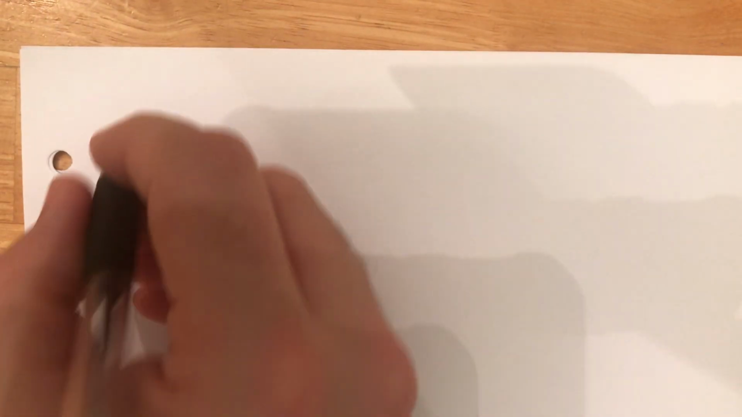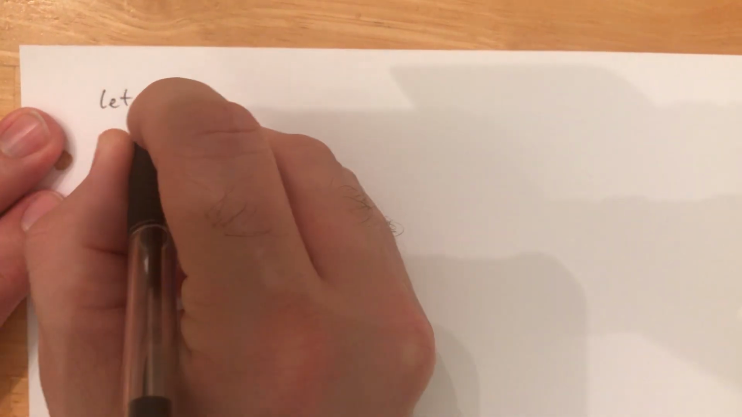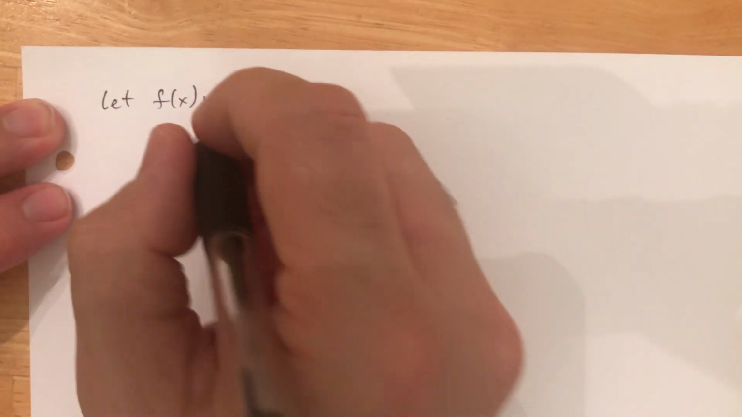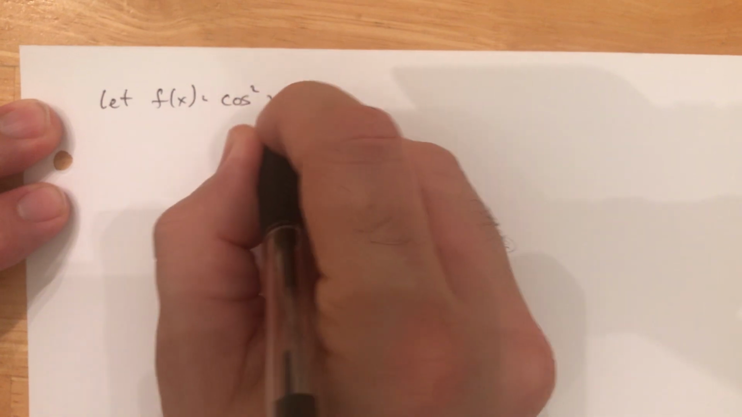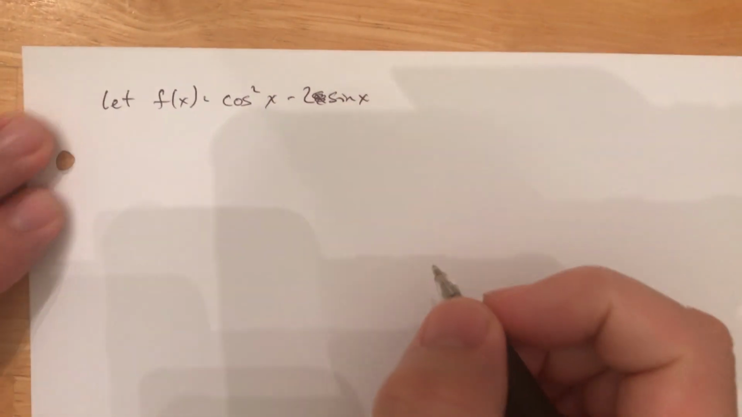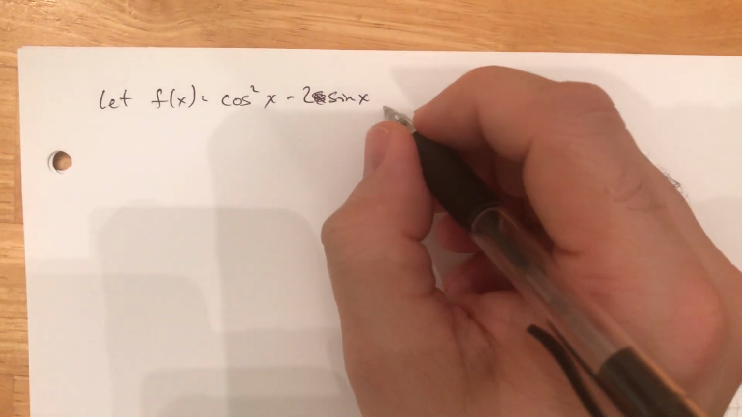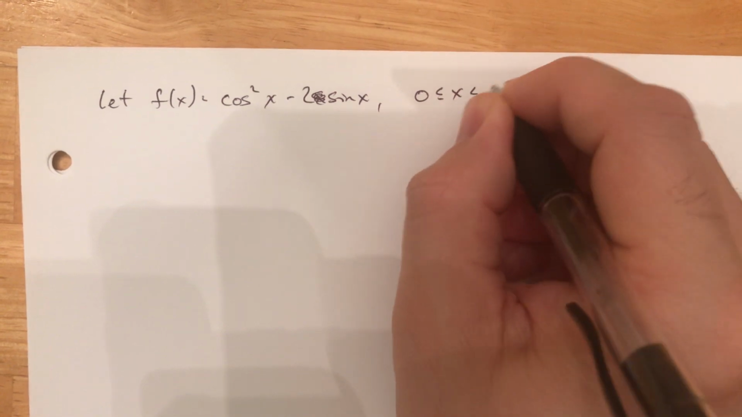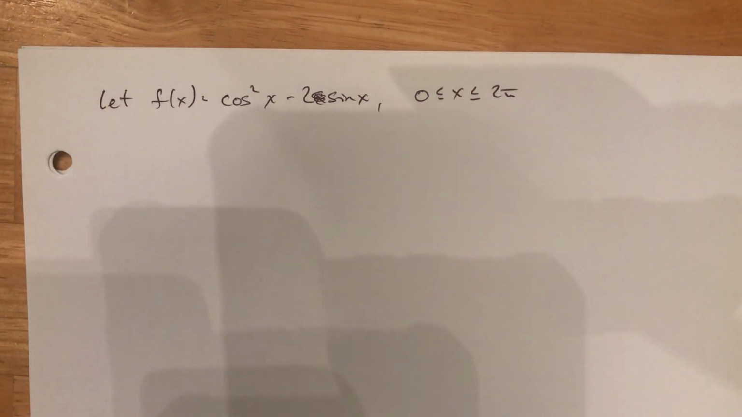So let's take one more. Let's let f of x be cosine squared x minus 2 sine of x. So a trig example. And we're going to restrict x to be just in between 0 and 2 pi. So this is going to cover one whole period of this function.